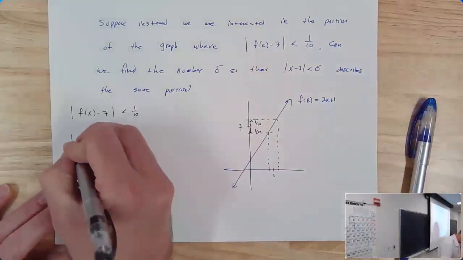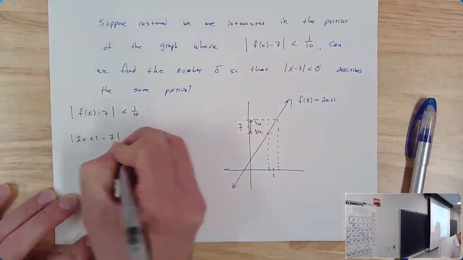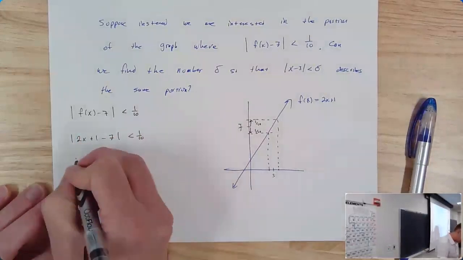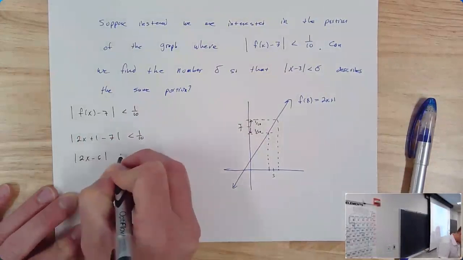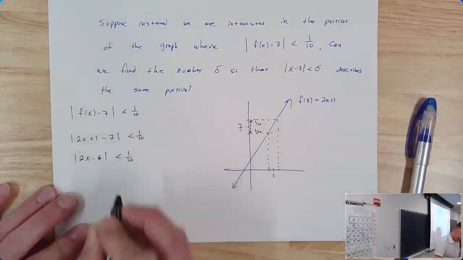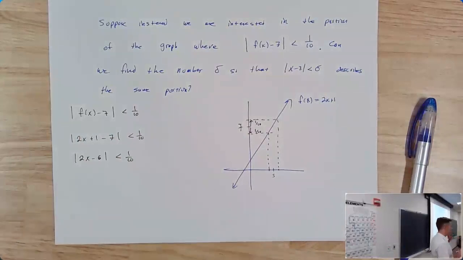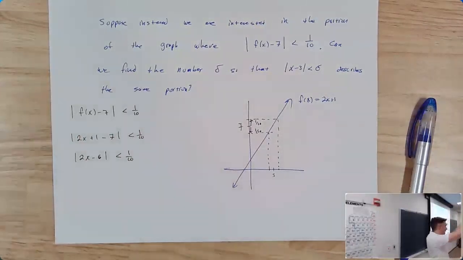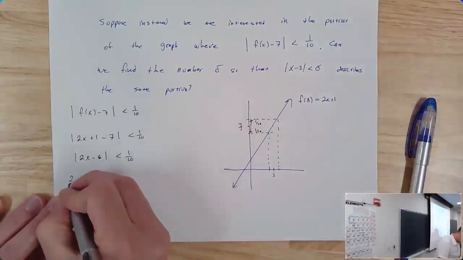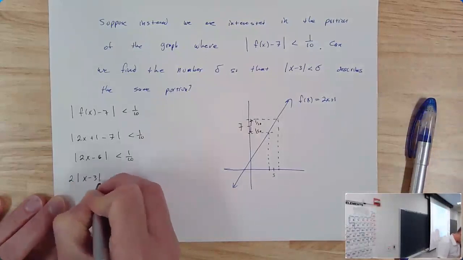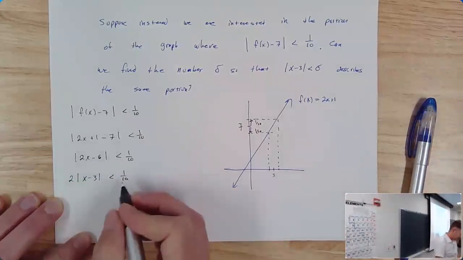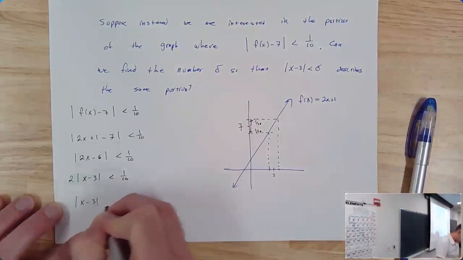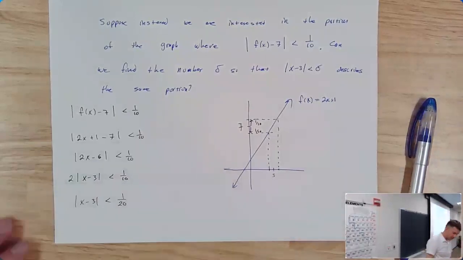Our function is 2x plus 1. We get the absolute value of 2x plus 1 minus 7 is less than 1/10. Simplify. I got the absolute value of 2x minus 6 less than 1/10. When you're factoring out a constant, if it's a positive constant, it just comes out as a positive. But if that was a -2 and I factored it out, it would still come out as a positive because the absolute value of -2 is positive 2. So I'm going to pull that out as 2 times the absolute value of x minus 3 is less than 1/10. And then finally, dividing both sides by 2, the absolute value of x minus 3 is less than 1/20.